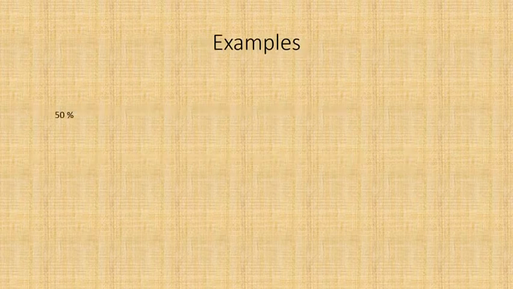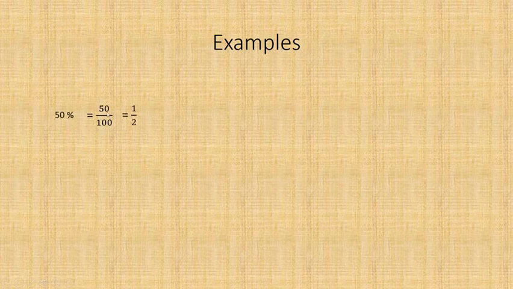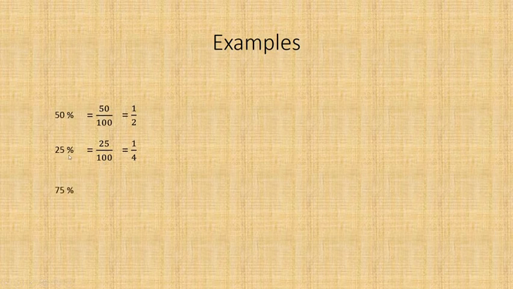So 50%. 50% as a fraction has a denominator of 100, so it's 50 over 100. The numerator is 50 and the denominator is always 100 in percent. If you simplify that fraction, it's going to be half. So half equals 50%. Okay, let's have another example. 25% equals 25 over 100. If you simplify that, it's going to be 1 over 4. So you see, the denominator is always 100 and the numerator is the number before the percentage sign.